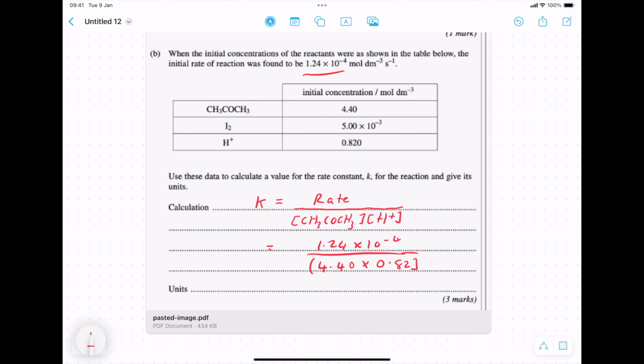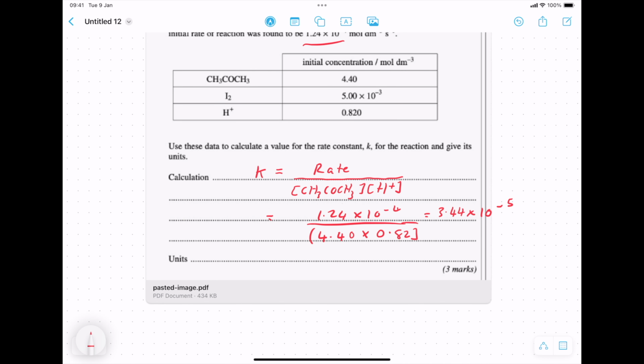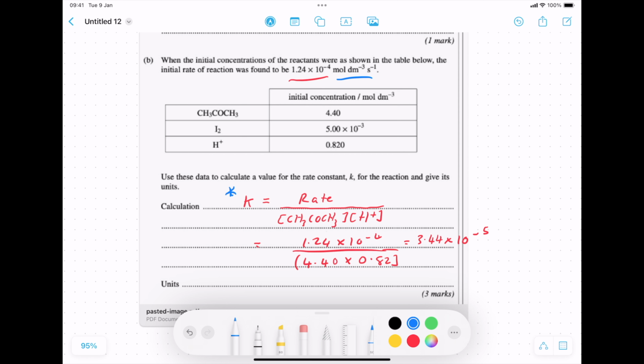And that value comes to, finally, is to determine the units for K. So what I'm going to use for that, I'll do this in a different color so it stands out, is this rearranged form. And I need to substitute in the units for rate, which is moles per dm cubed, s to the minus 1. How do I know that? It tells me there. And then the units for concentration, which is moles per dm cubed.